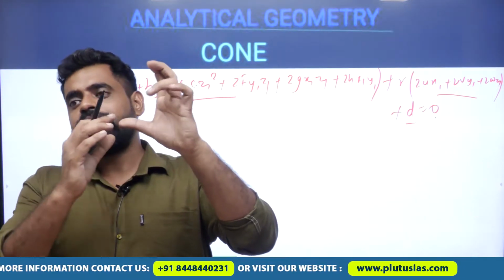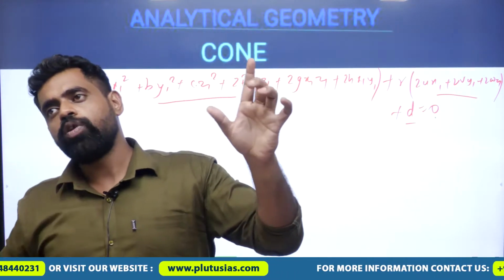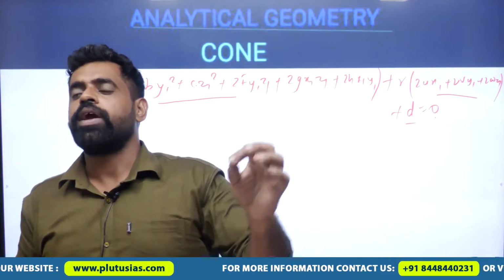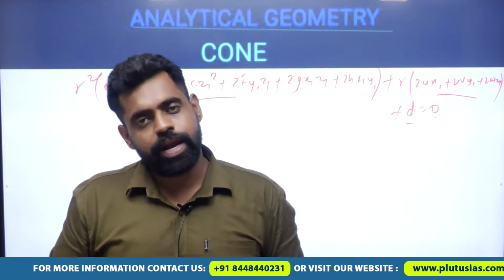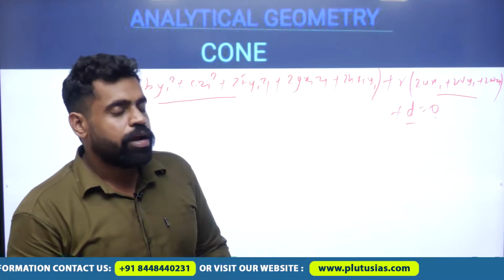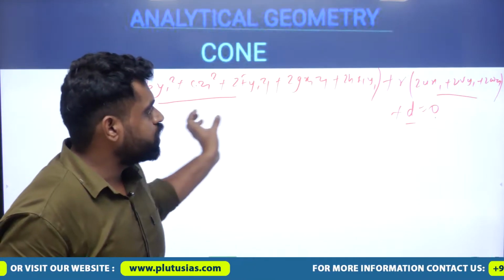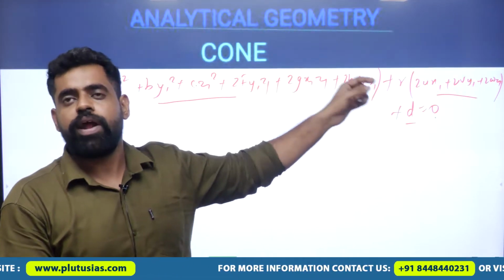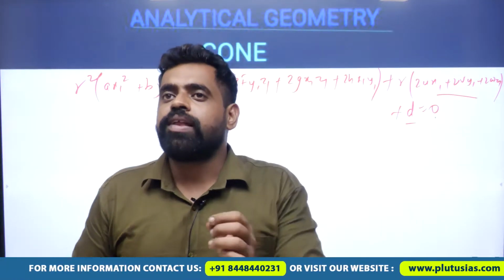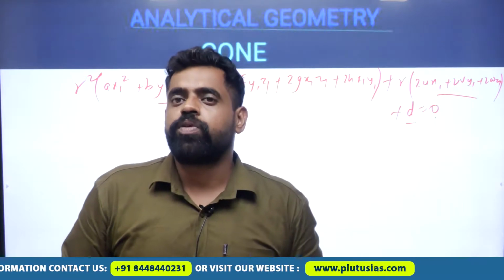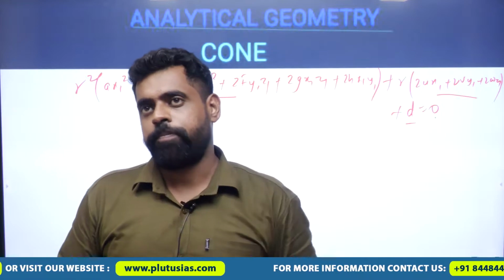OP is the generator. So all those infinite points on this line OP must lie on the cone, and so for this r, it must satisfy this equation for every value of r. If I say r equal to 1, this equation should be satisfied. If I say r equal to 5, this equation should be satisfied. If I say r equal to 1000, this equation should be satisfied.